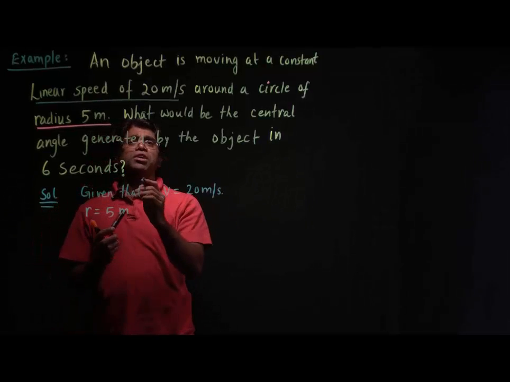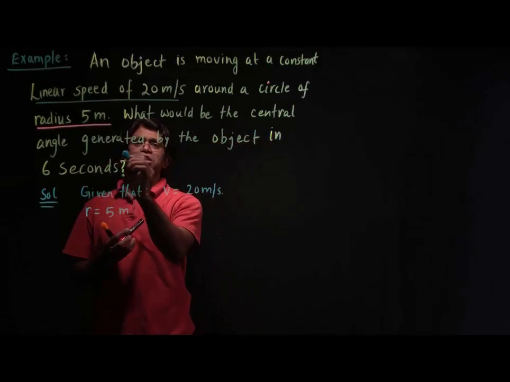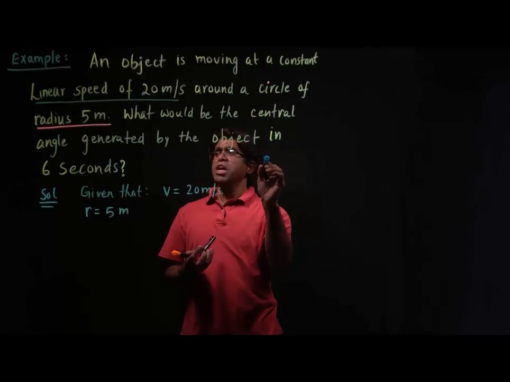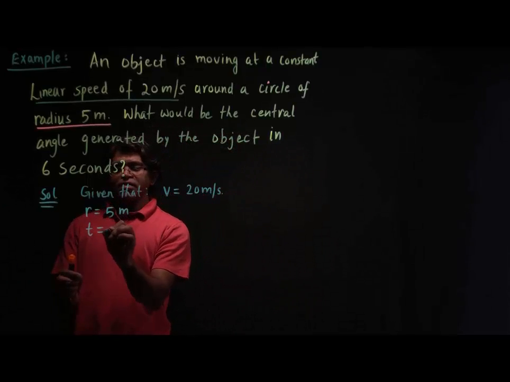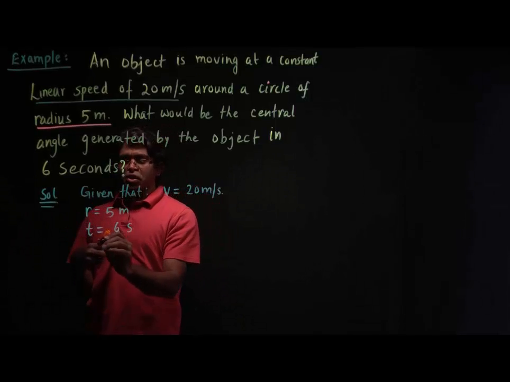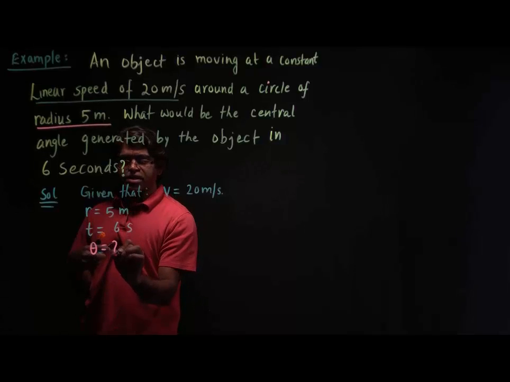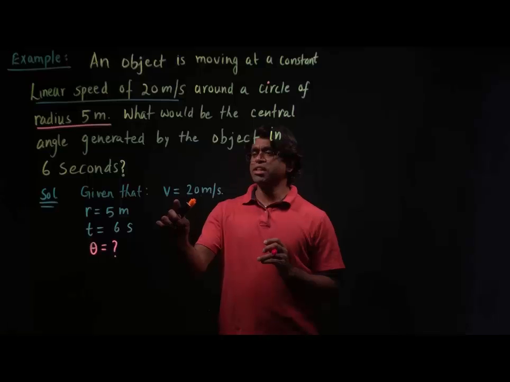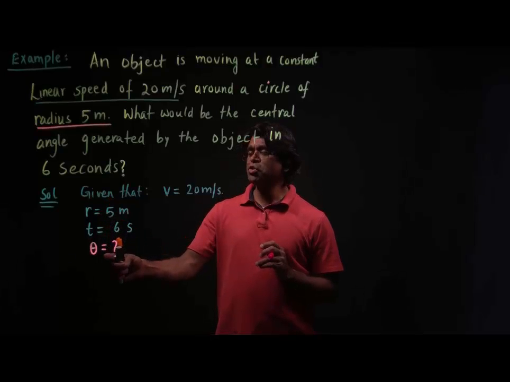Now let's keep reading. It asks what would be the central angle generated by the object in 6 seconds. So the time t is given as 6 seconds, and what we need to find is the central angle theta. Theta is not given. As you can see, linear speed is given, time is given, radius is given, and we need to find the central angle.